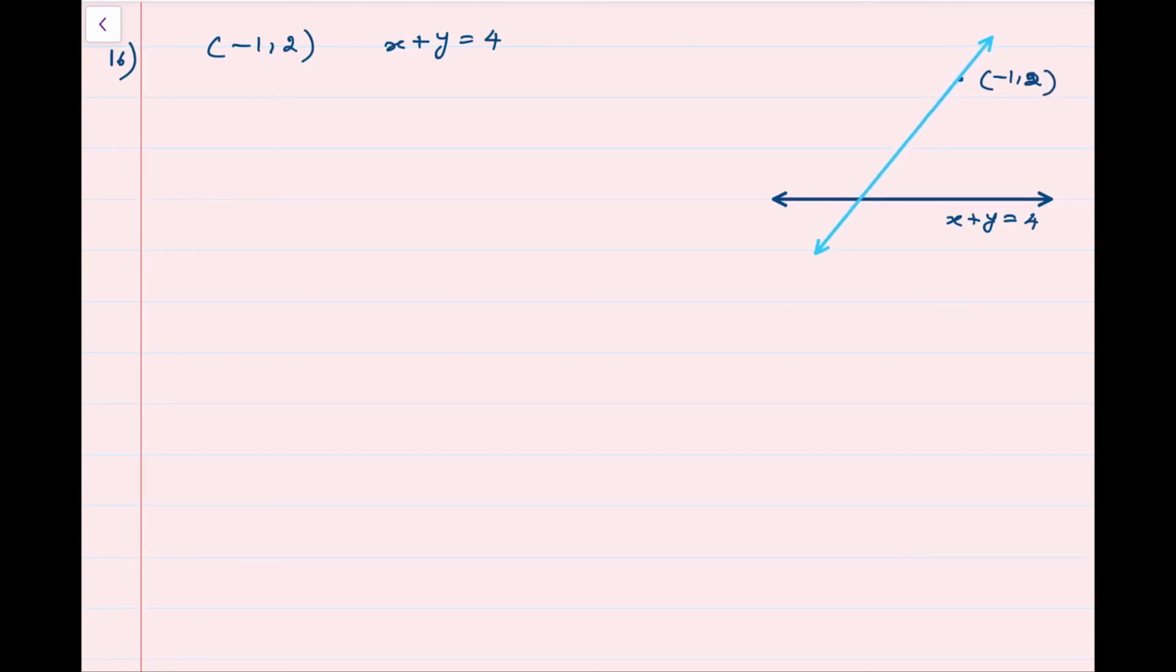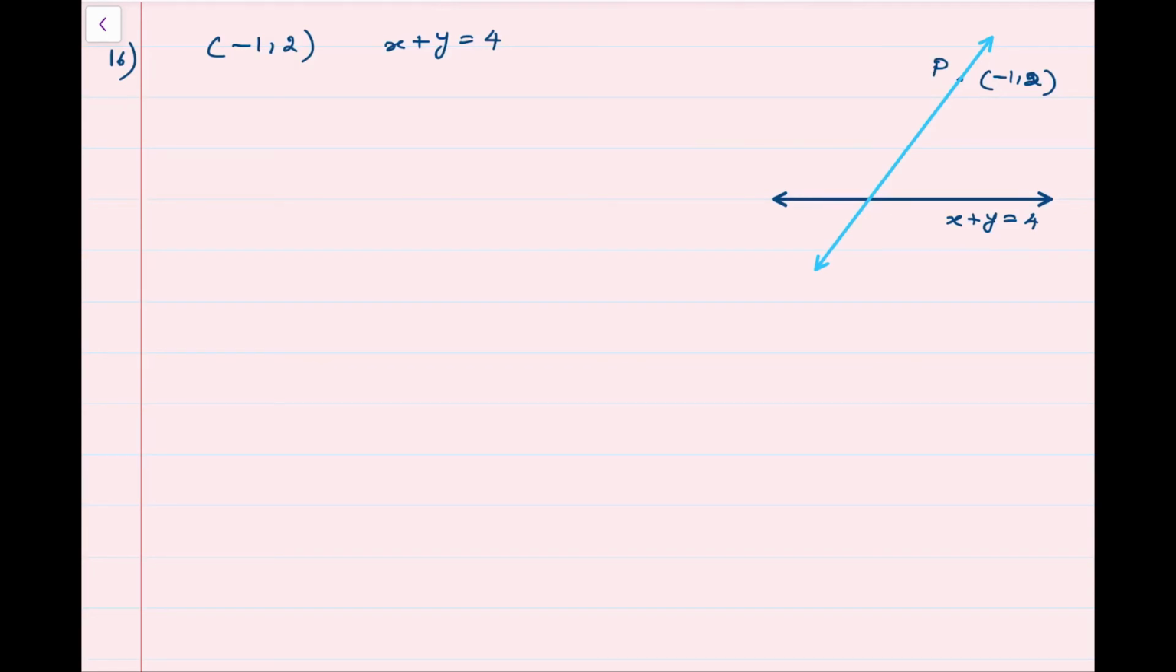Question 16. Find the direction in which a straight line must be drawn through the point (-1, 2) so that its point of intersection with the line x + y = 4 may be at a distance of 3 units from this point. Let this be the line x + y = 4. A line is drawn through the point (-1, 2) so that its point of intersection with this line may be at a distance of 3 units.